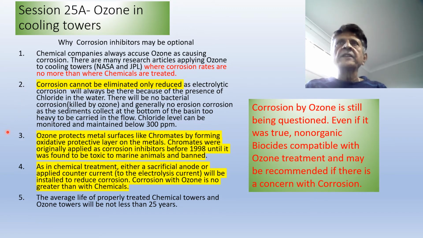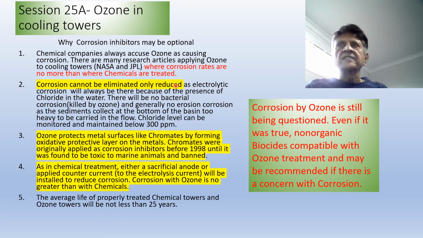Why corrosion inhibitors may be necessary? Chemical companies always accuse ozone as causing corrosion. There are many research articles applying ozone into cooling towers, like NASA and JPL, where it has been confirmed corrosion rates are no more than when the towers are treated with chemicals. Corrosion cannot be eliminated. Please note again, the corrosion cannot be eliminated. It can only be reduced.